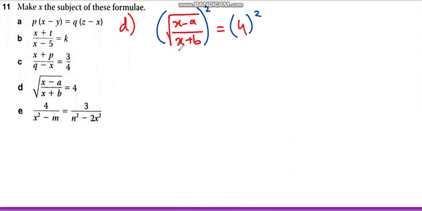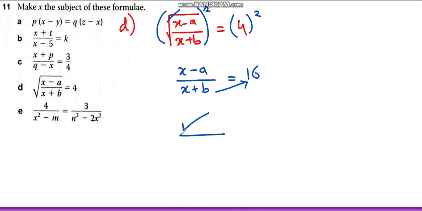After taking the square on both sides, the square cancels the square root. So I will be left with (x minus a) over (x plus b) equals the square of 4, which is 16. And now we can do cross multiplication like this. Then we will do the same procedure: shift the terms containing x to one side and the other terms to the other side, and then I can get x as the subject. I'm leaving the remaining part for you to do as practice.